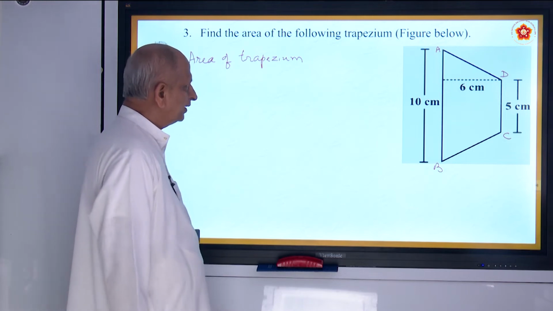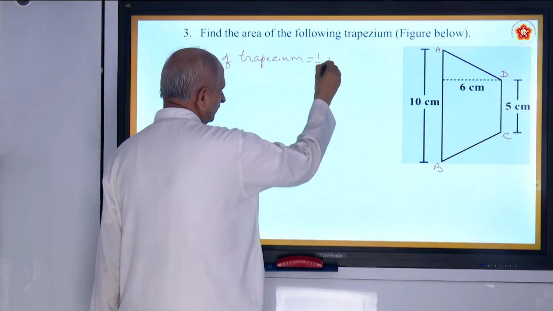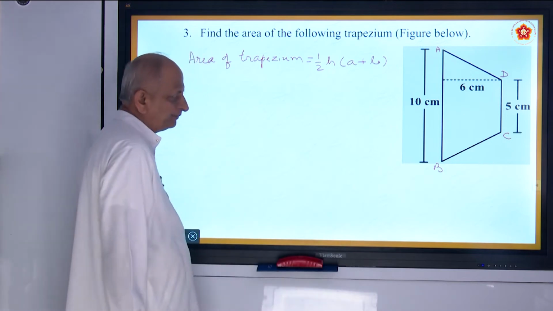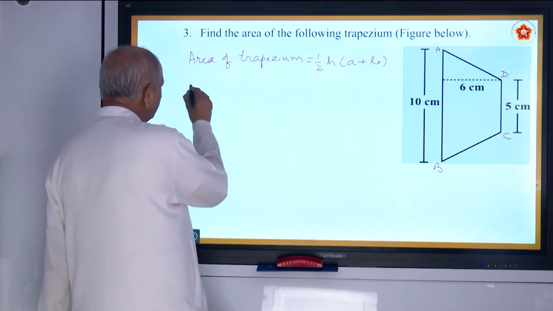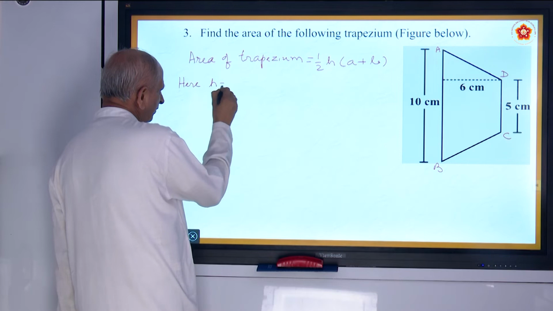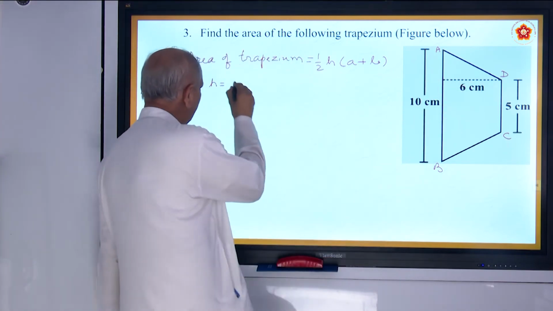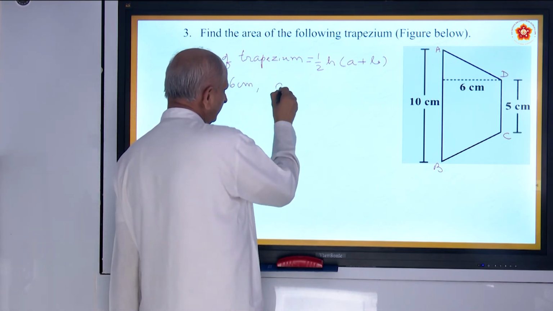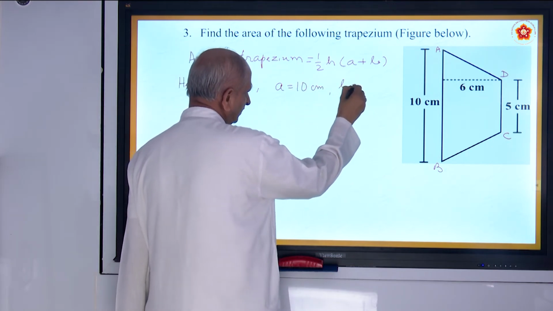Okay. Now area of trapezium formula is half of h into a plus b. What is h? H is the height or perpendicular distance. In this question, h is given to be how much? Perpendicular distance is 6 centimeters. And parallel sides, A, the bigger side is 10 centimeters. Smaller side is 5 centimeters.